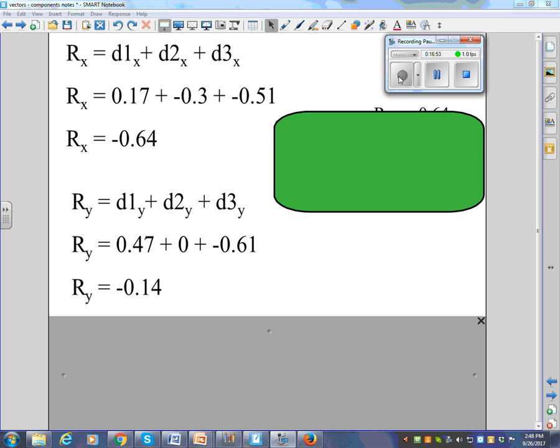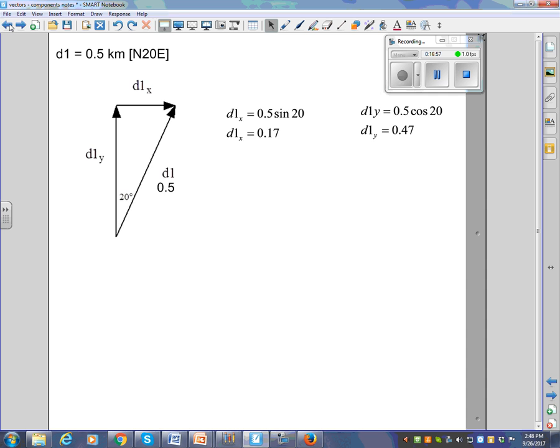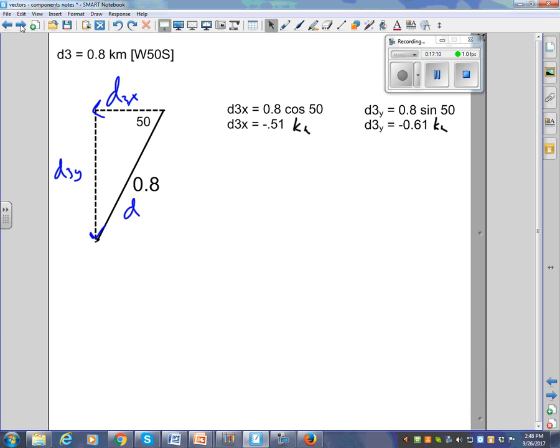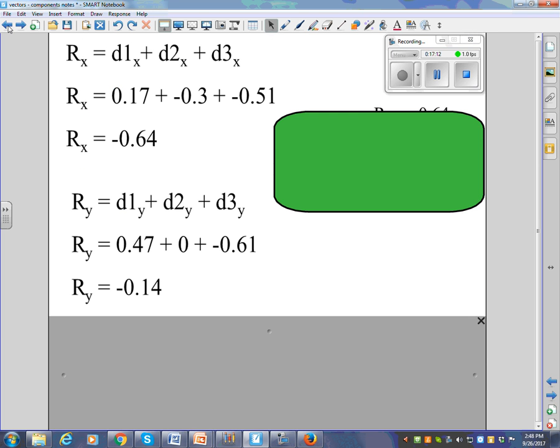Okay, so I've added the x's, I've added the y's, so from a visual standpoint, I've now put them all lined up together like this, right? And then I actually have to combine the Rx and the Ry to get my final result. So how do I do that from an algebraic standpoint? Exactly, I've got to go Rx squared.